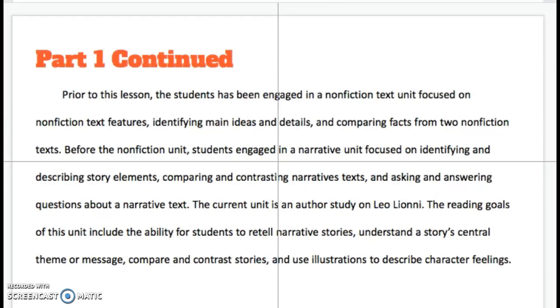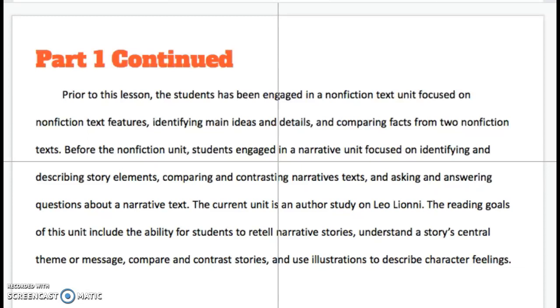So prior to this unit, the students were in a nonfiction unit where they were looking at nonfiction text features, they were learning about main ideas and details, and they worked on comparing facts from 2 nonfiction texts. And before that unit, the students were in a narrative unit that focused on identifying and describing story elements, comparing and contrasting narrative text, and answering and asking questions about a narrative text.